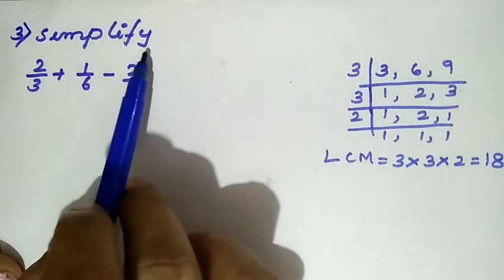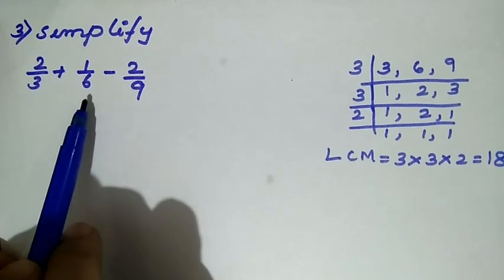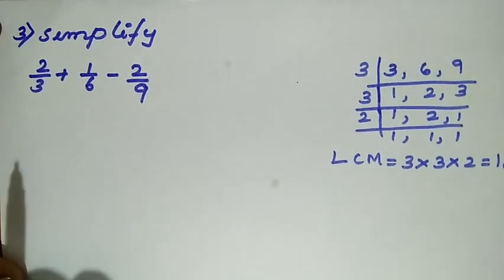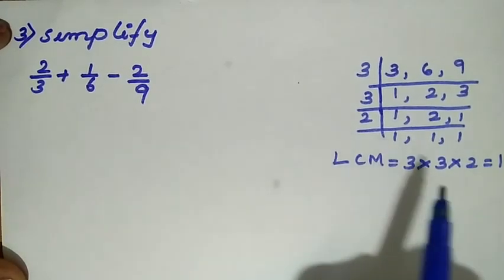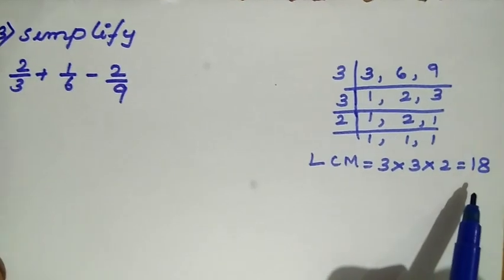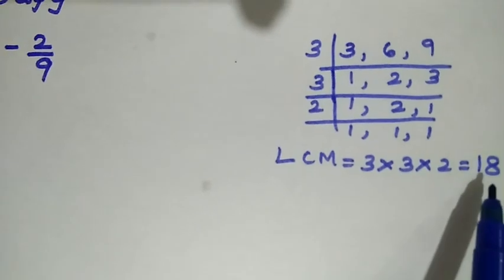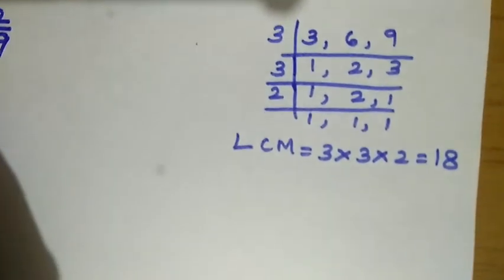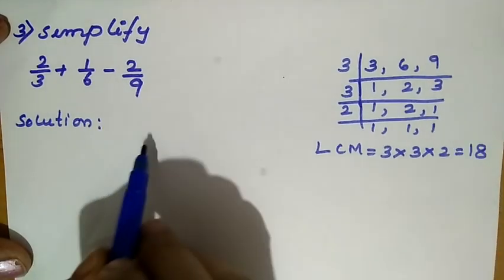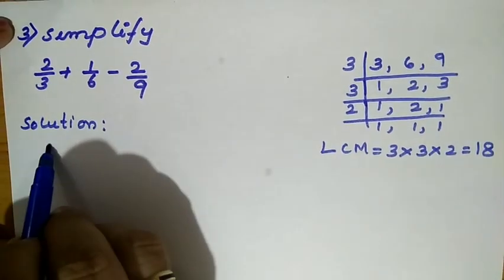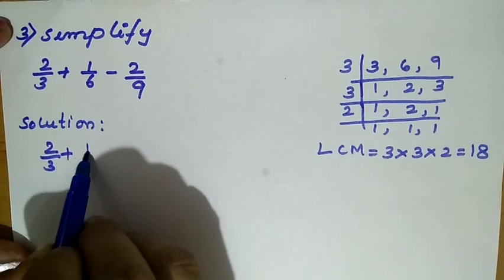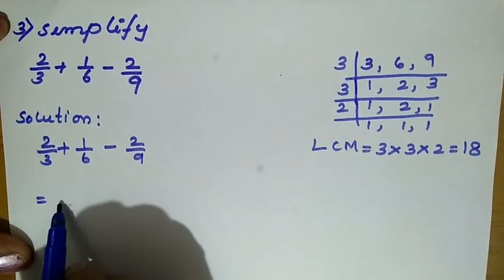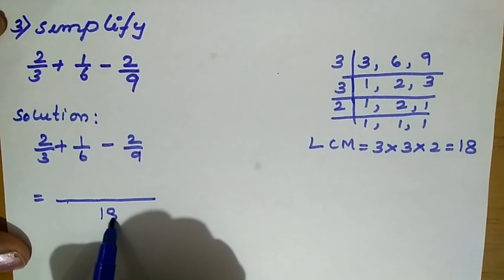Next question, simplify 2/3 + 1/6 − 2/9. All are having different denominators. So the first step is we have to calculate the LCM. The LCM procedure I am not explaining because you have learned it already. LCM equals 18. So the solution is 2/3 plus 1/6 minus 2/9 over 18.